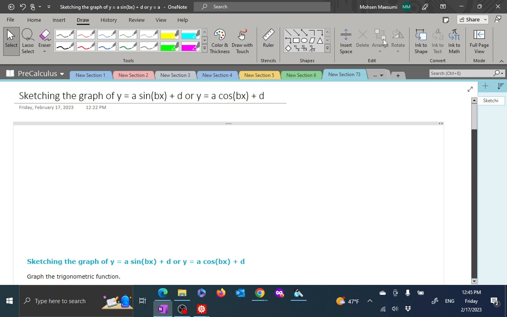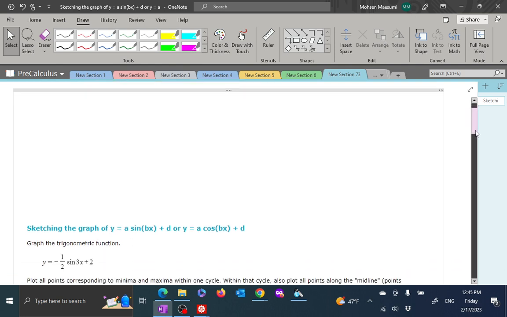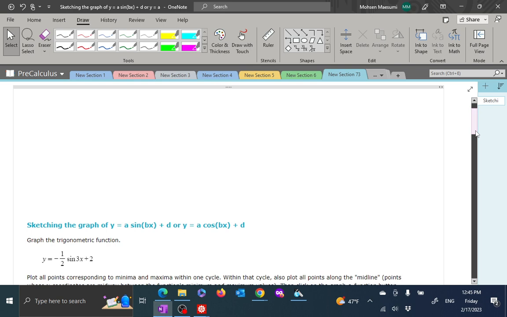Hi, welcome to another lecture on pre-calculus. Topic today is sketching the graph of y is equal to a sine of bx plus d or a cosine of bx plus d. So examples that we have here, for example, minus 1/2 of sine of 3x plus 2.